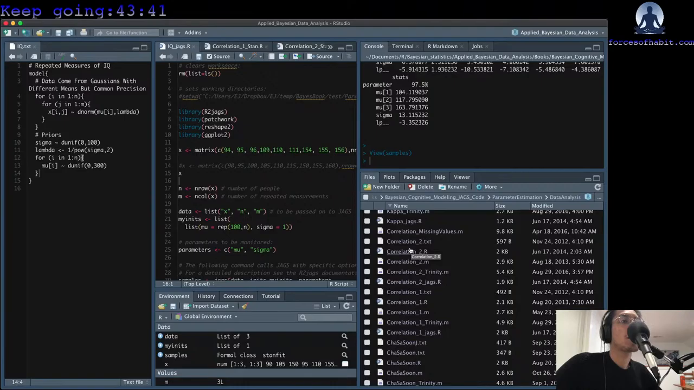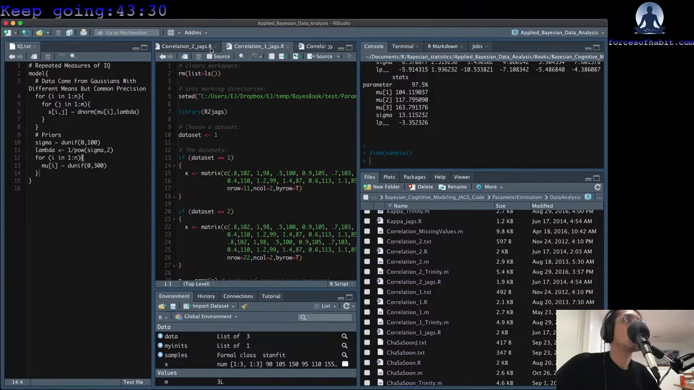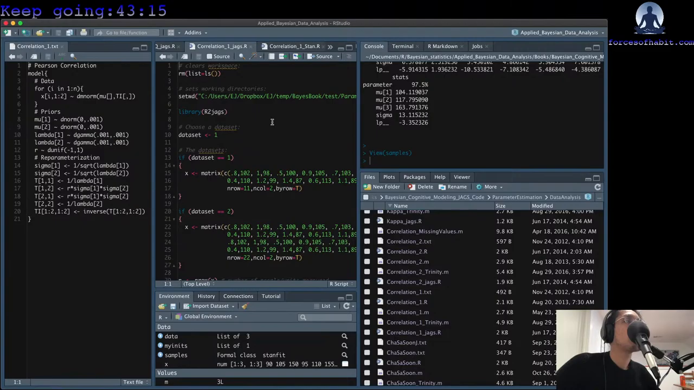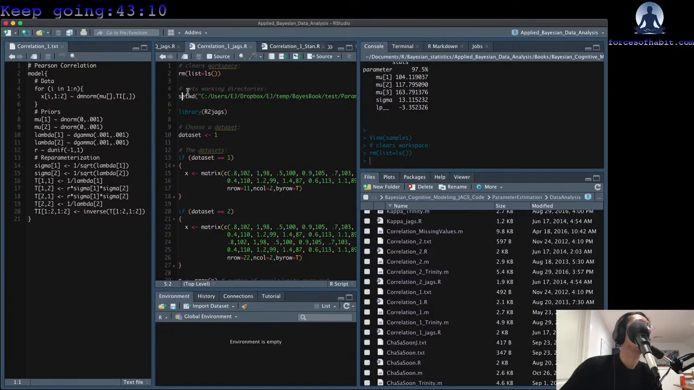Correlation one, JAGs are, correlation one JAGs are, and then we need correlation text. Model.